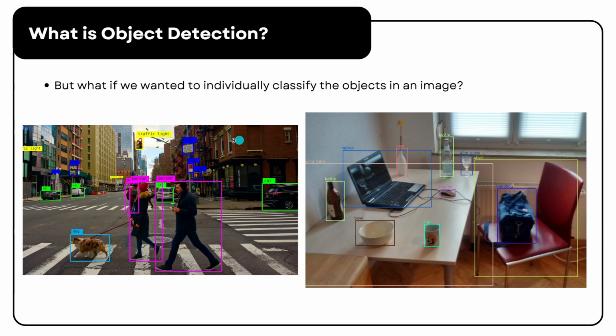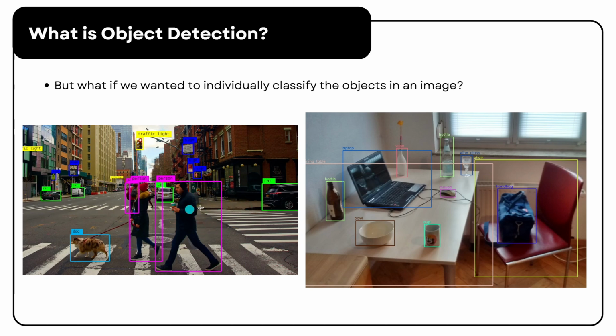As you can see in the image on the left, you see people, cars, signs, a traffic light, even a dog. Each object has a bounding box around it and a label showing what it is. On the right, we have a typical indoor scene. The detector has labeled the laptop, bottle, wine glass, a handbag, chair, and many more. So the key difference from image classification is that object detection localizes objects and classifies them at the same time.